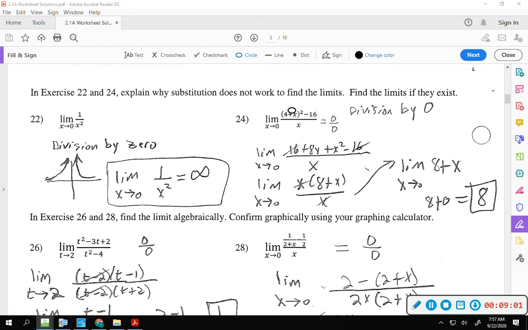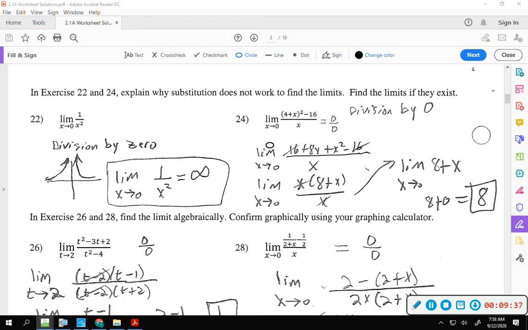So I FOIL this out. Notice I'm keeping my limit notation as I simplify. FOIL this out. 16 plus 8x plus x squared, and then I have to subtract 16. Never cancel terms and factors in the same step. So I cancel the 16s, then I factor out the x, so I can cancel the x out of the bottom. That's what's creating the problem. That's creating the 0 in the denominator. Once I have that x canceled out of the denominator, now I can take the limit by substitution and get a limiting value of 8. You can type this into your calculator.